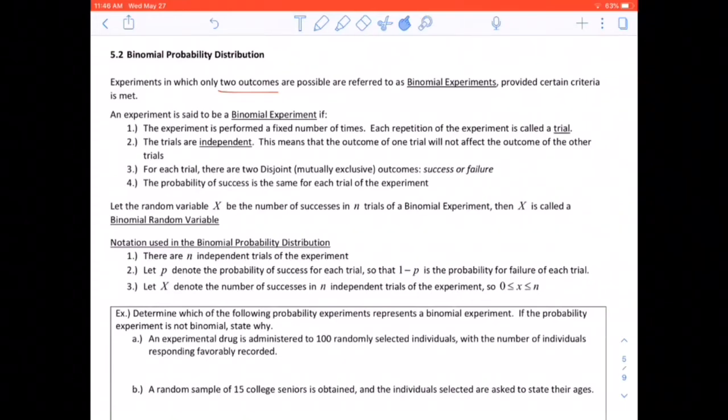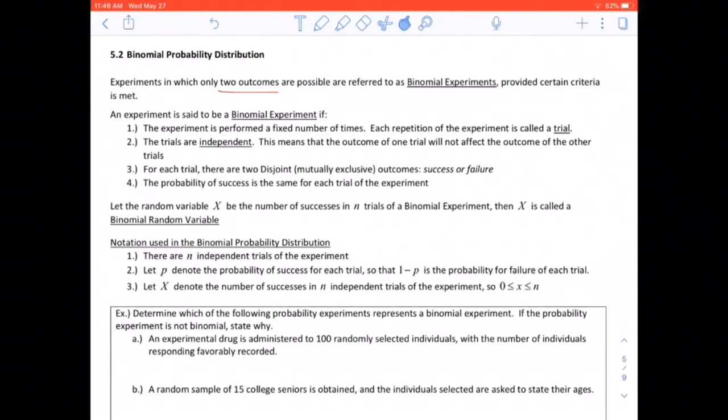We are in section 5.2, binomial probability distribution. Experiments in which only two outcomes are possible are referred to as binomial experiments, provided certain criteria are met. An experiment is said to be binomial if 1. The experiment is performed a fixed number of times. Each repetition of the experiment is called a trial.